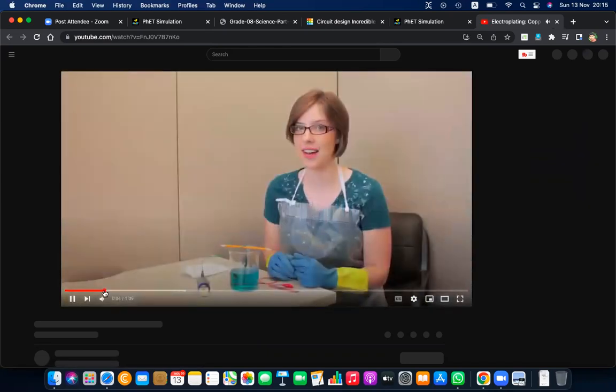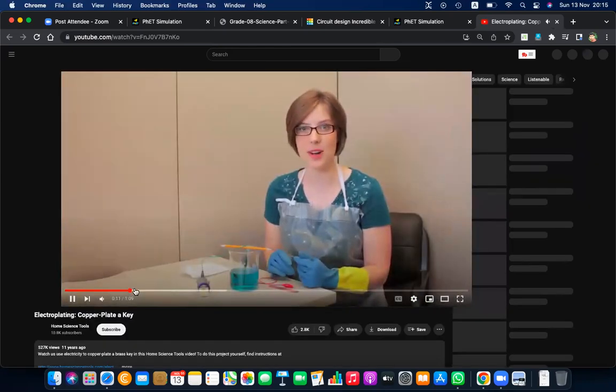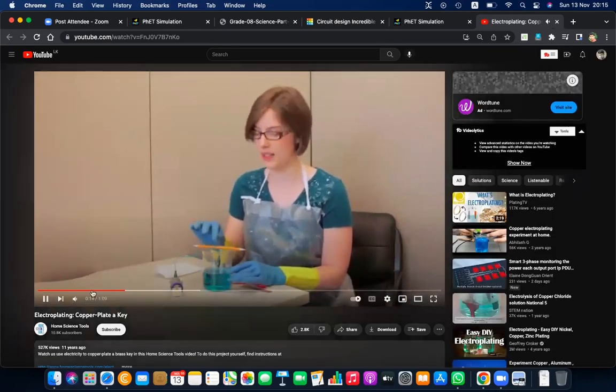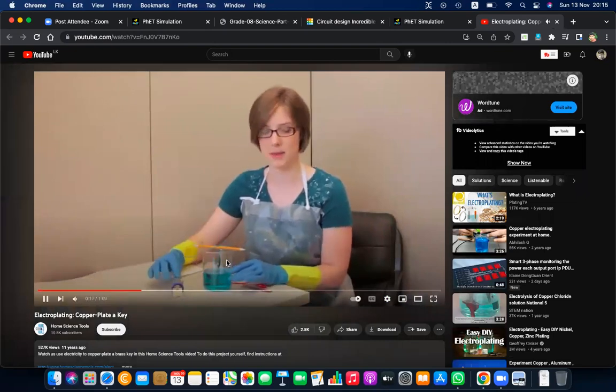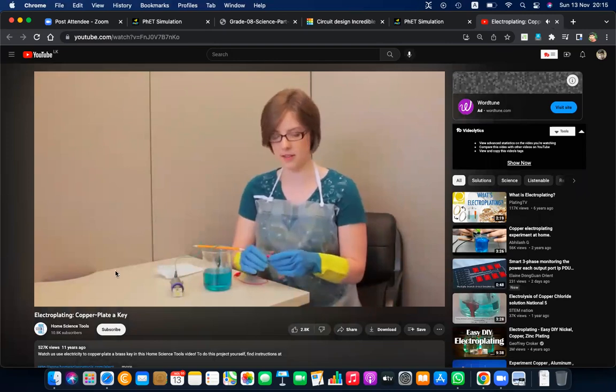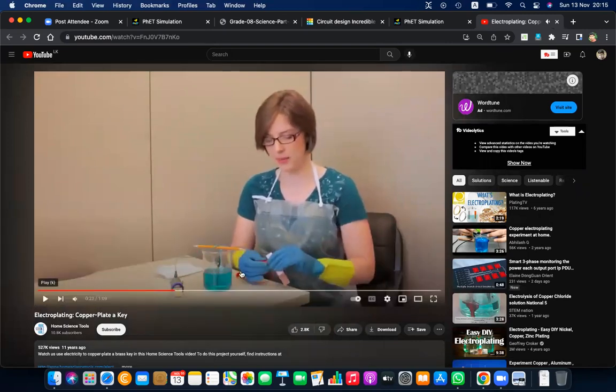Hi, this is an electroplating copper sulfate solution. So here she is also using copper sulfate solution. Negative terminal of this battery. Now I'm going to connect this copper strip to the positive terminal of the battery. Right. Remember that the copper strip should be connected to the positive, right?